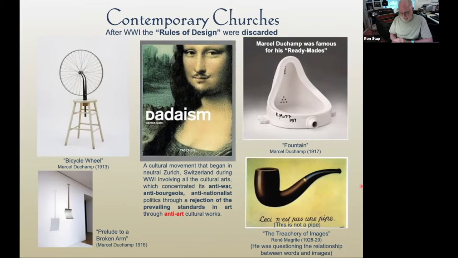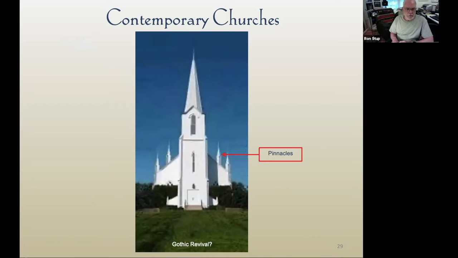That was kind of the beginning when we started getting these abstract paintings, like you're probably familiar with Mondrian, for example. And Dada had only one rule, and that was never follow any rules. So let's look at what that did to the United States. And anybody that knows what this next building is, please let me know. I think it's a Gothic Revival church. It has pinnacles. But what is it?